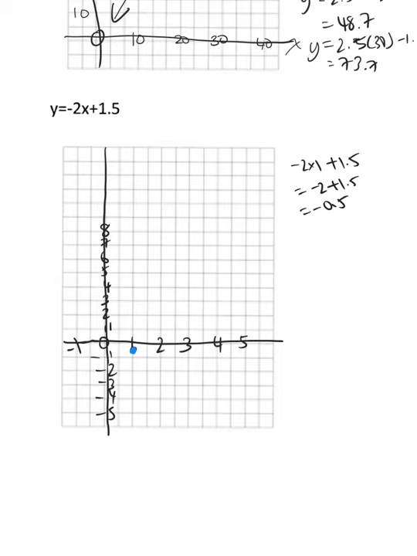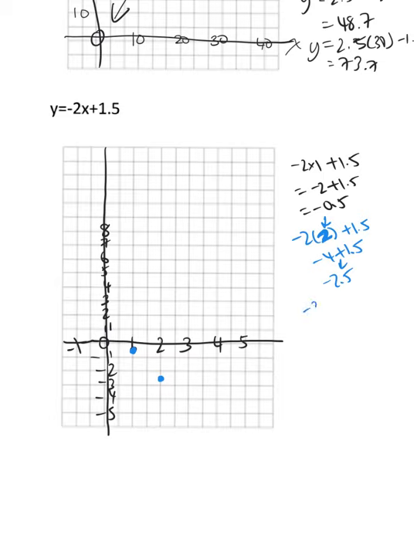Okay, let's do when x is 2. When x is 2, you go -2 times +2, because we're trying to figure out when x is 2, plus 1.5, -4 plus 1.5 gives us -2.5. So when x is 2, y is -2.5, like this. Okay. What about when x is 3?